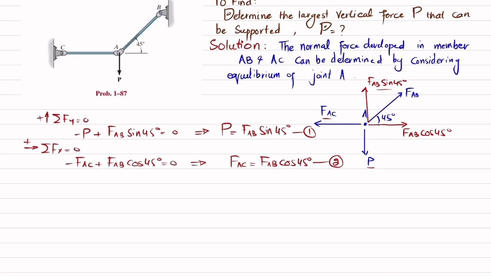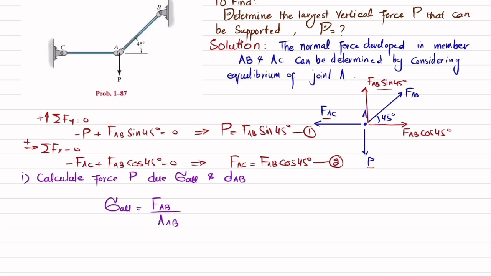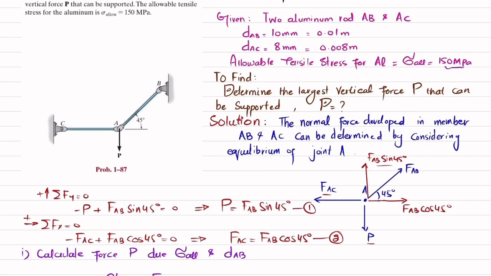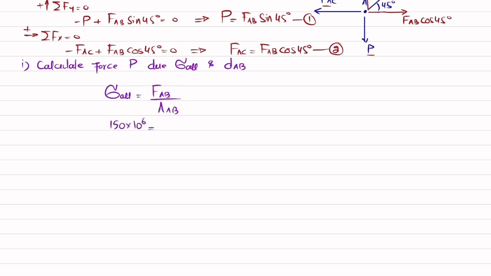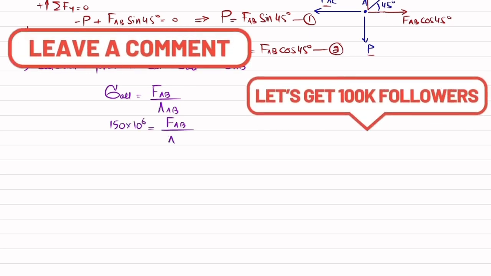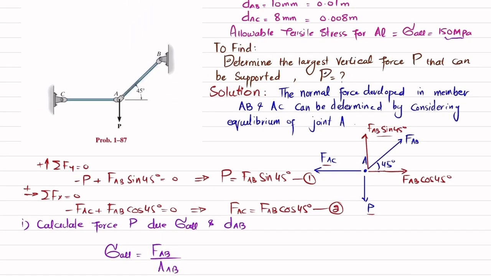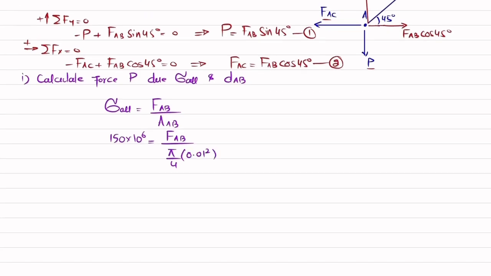Now we will calculate force P. First we will calculate force P due to allowable tensile stress and diameter DAB. So we know that allowable tensile stress is equal to force in rod AB divided by area of AB. The allowable stress is 150 megapascal. You can see this is 150 megapascal. So I will write 150 into 10 to the power 6 is equal to FAB, which is not known, divided by area of AB. So pi by 4, diameter of AB is given as 0.01 meters, so 0.01 whole square. Now we will multiply pi by 4 into 0.01 square on both sides. So it will give us FAB. When you calculate it, you will get FAB equal to 11.78 kilonewton.